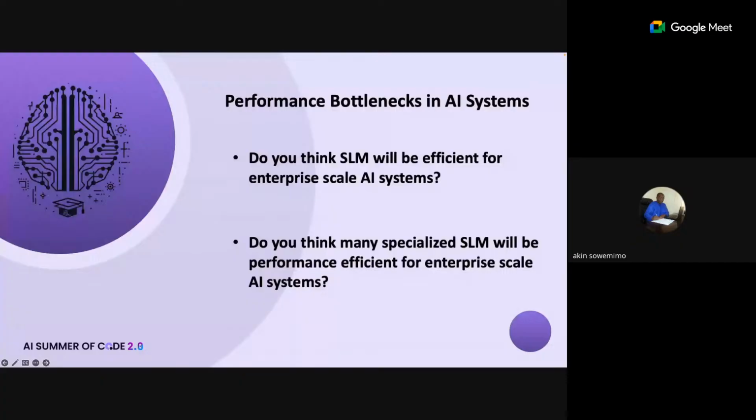Orchestration to me is a problem for small language models, which would make them very inefficient at scale if you're using multiple of them.